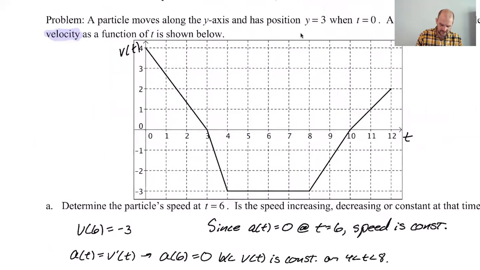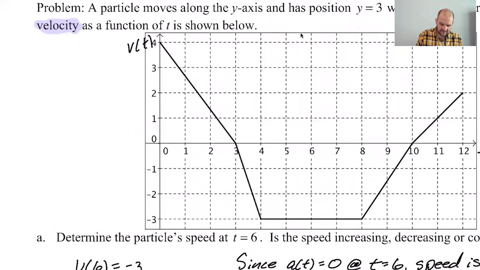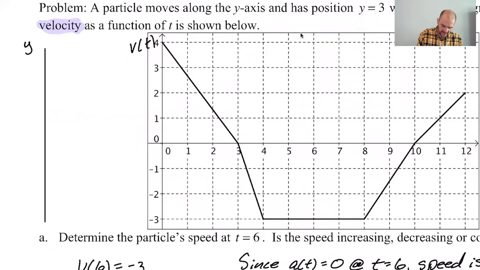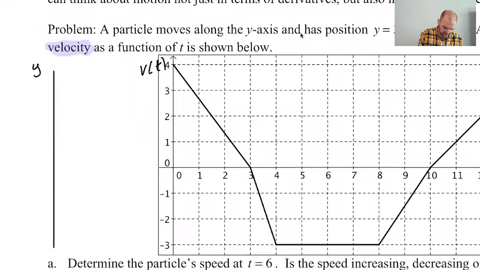At what time does the particle reach the origin? All right, so let's think about what's happening. We have a thing that's going to be moving. So here's our y-axis, let's say. At t equals 0, it's going to be located at 3. So let's say this is 3. And we're here at t equals 0.